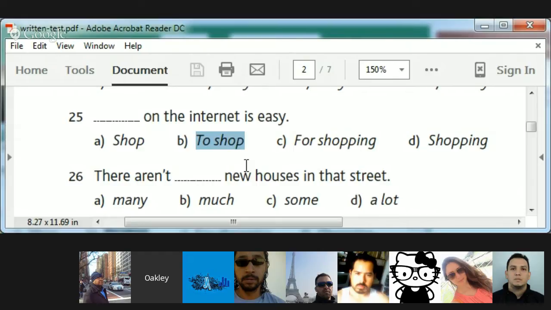It is grammatically speaking correct. I would definitely choose shopping here because this is obviously a much more informal sentence. Okay? Technically speaking, B is not wrong. But it would be weird. All right, so good job anyway.